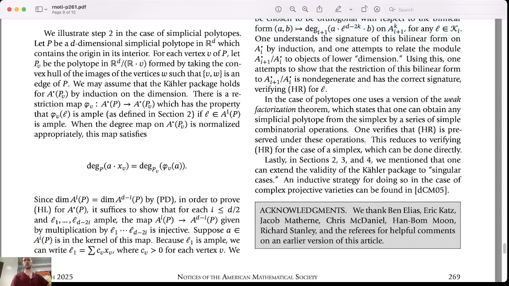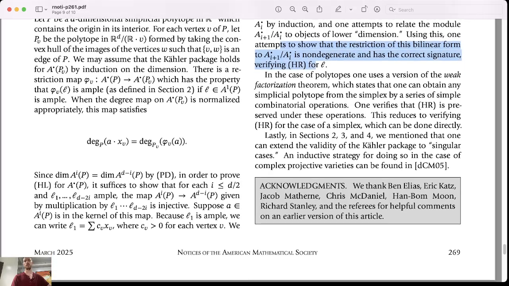One understands the signature of this bilinear form on A_i^• by induction, and one attempts to relate the module A_{i+1}^• mod A_i^• to objects of lower dimension. Using this, one attempts to show that the restriction of this bilinear form to A_{i+1}^• mod A_i^• is non-degenerate and has the correct signature, verifying Hodge-Riemann for L.